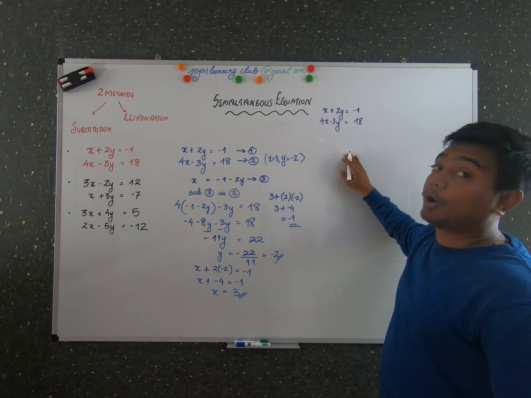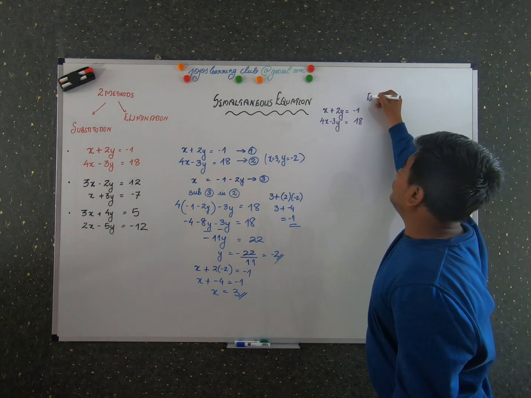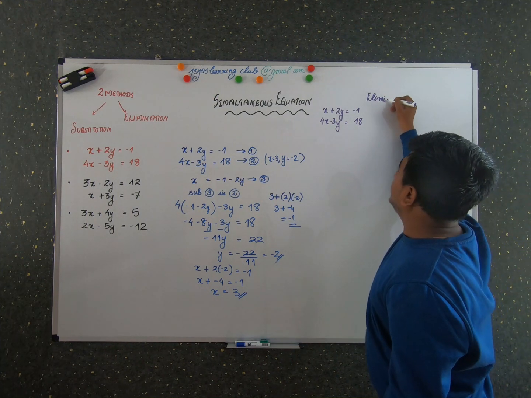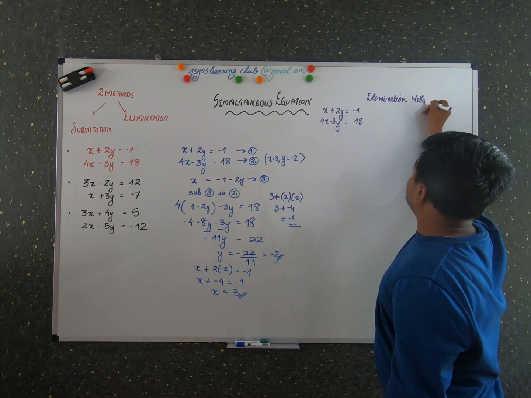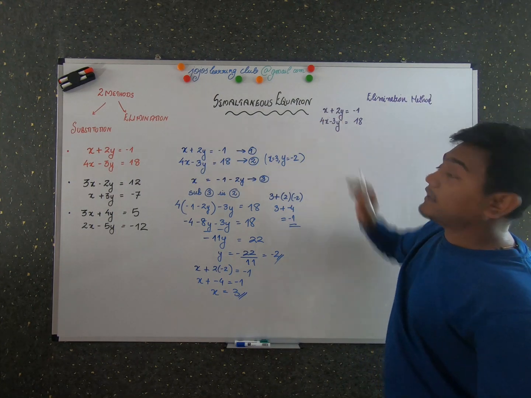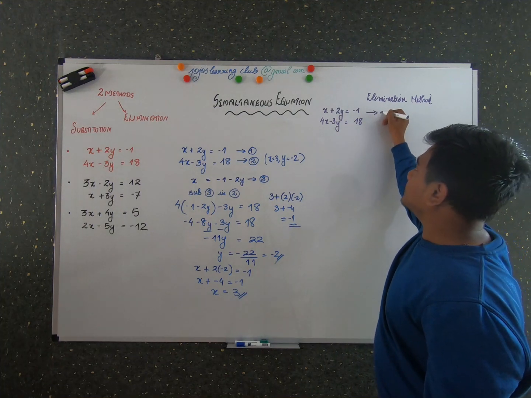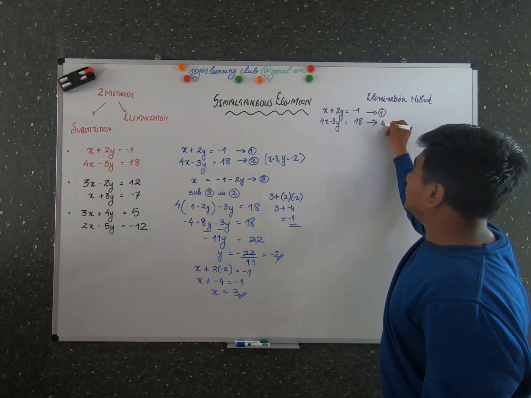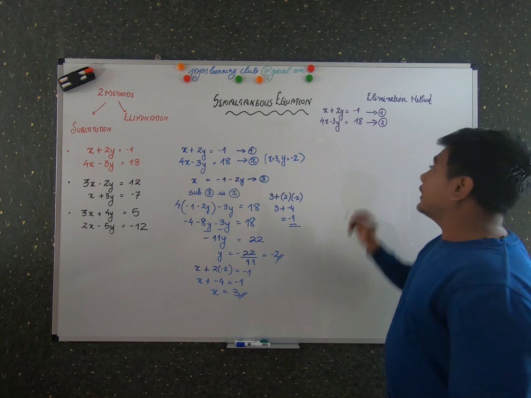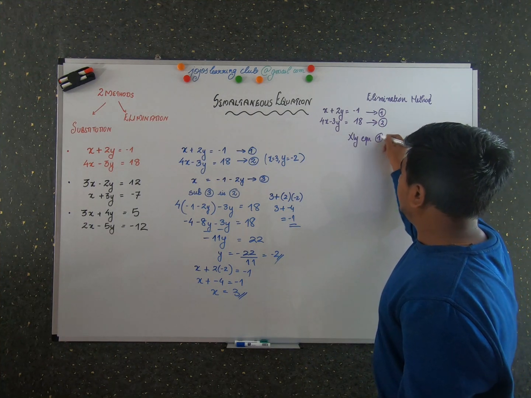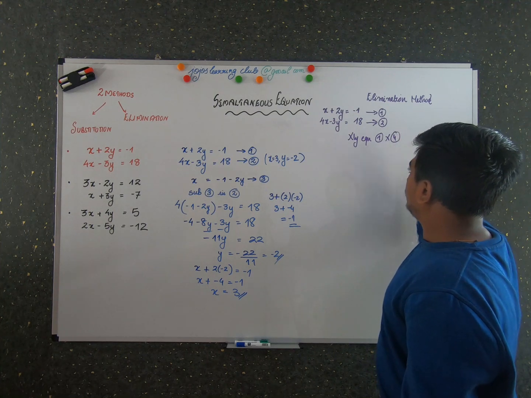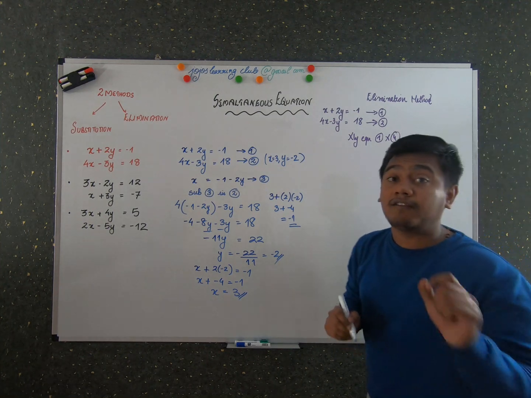For elimination method, what you do? Maybe I'll write here what is elimination method. Okay, it's an elimination method. And in this method, similarly, you label this as equation 1 and this is equation 2. What you do is multiply equation 1 with 4. So I'm going to multiply the equation 1 with 4.